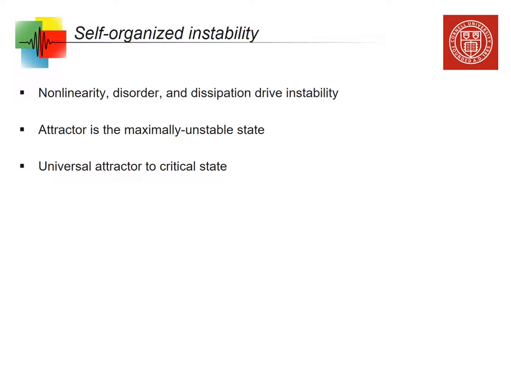So, summarizing, we have nonlinearity and disorder and dissipation as well. All of these things cause coupling between the modes, and the cooperation of all these things causes the nonlinear attractor. It causes LP01 to win, but it also causes LP01 to lose in the end. They drive the instability as well as the attractor. So we have a universal attractor to a critical state.